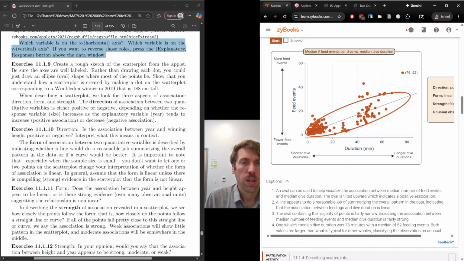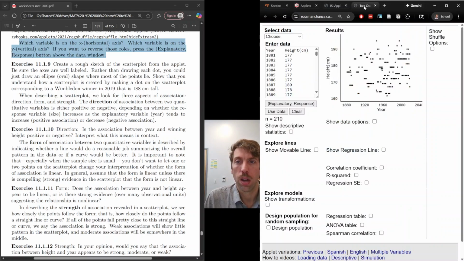Okay, now first we're going to talk about direction. Is the association between year and winning height positive or negative? Interpret what this means in context. In context, you should be talking about Wimbledon winners, the context of our data.